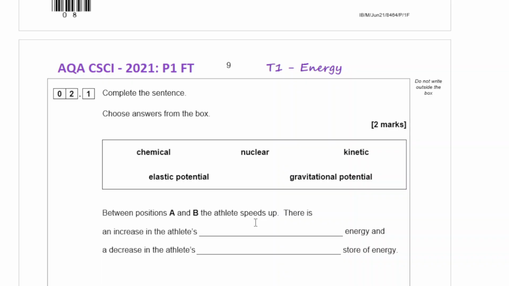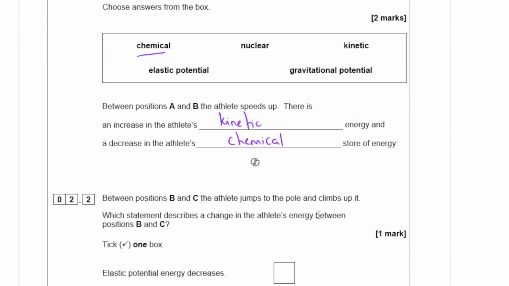Complete the sentence. Choose the answers from the box. Between positions A and B, the athlete speeds up. There is an increase in the athlete's kinetic energy and a decrease in the athlete's, that would be chemical energy, store of energy because they're using the energy in their muscles.